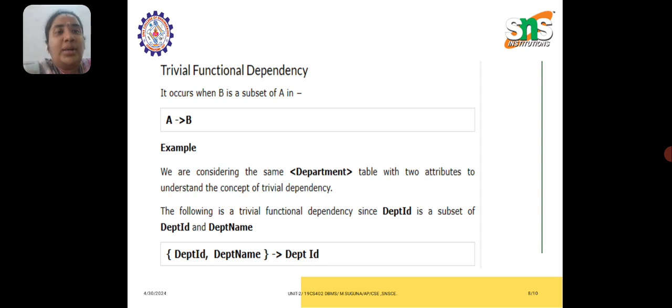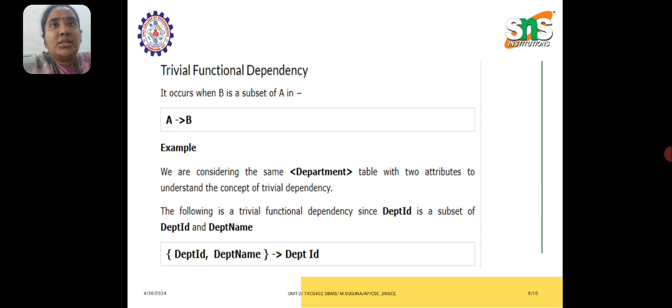Let's see an example. Considering the same department table with two attributes to understand the concept of trivial dependency. The following is a trivial functional dependency since department ID is a subset of department ID and department name. Department ID, department name tends to department ID. And this defines a functional dependency.